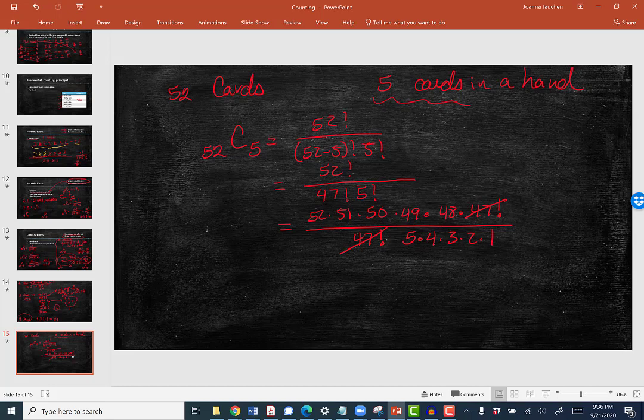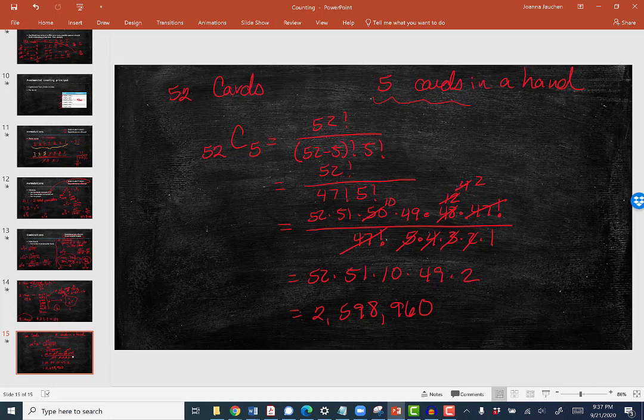And then I'll write out the 5, 4, 3, 2, 1 and do as much canceling as I can with the top. So the 5 should cancel with the 50 and leave me 10. The 4 should cancel with the 48 and leave me 12. The 3 will cancel again with the 12 and leave me 4. And then the 2 should cancel with the 4 and leave me 2. And then I'm just left with 52 times 51 times 10 times 49 times 2. And this should always cancel everything in the bottom because these are whole number answers. And then if I multiply that out on my calculator, let me see what I get. 2,598,960 total possible poker hands.